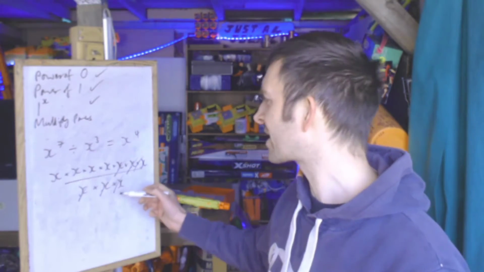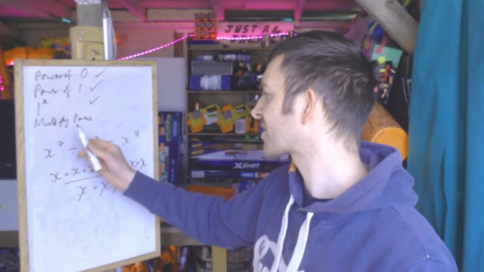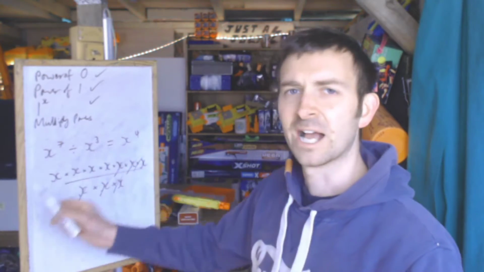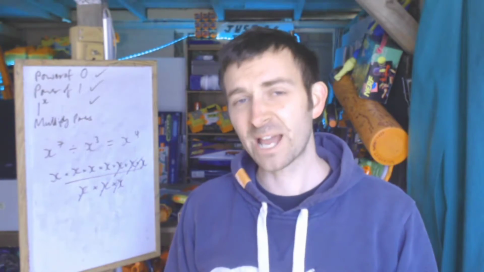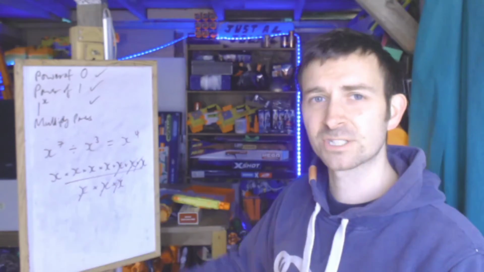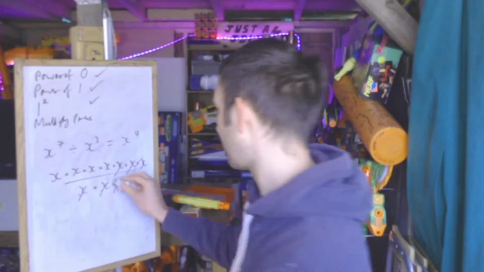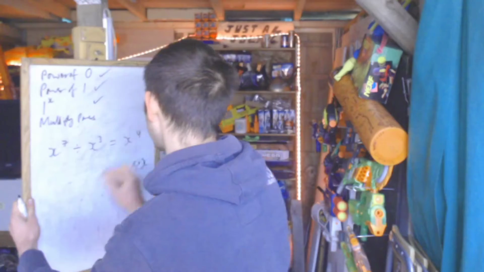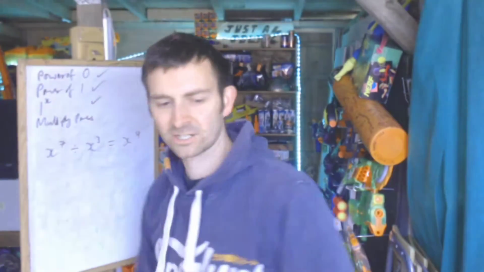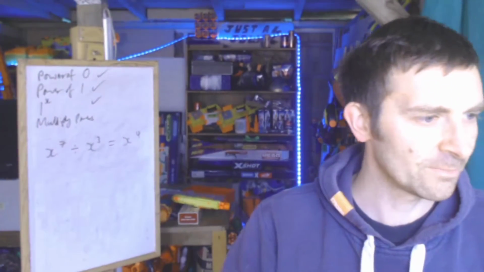We don't need to do this every time because we just know that 7 minus 3 is 4. That's just what you do when you're dividing powers, and that's why it works. Okay? I'm not going to do another example like that because you've kind of seen that now and I want to shift on. But let's take a look at an example from the website.